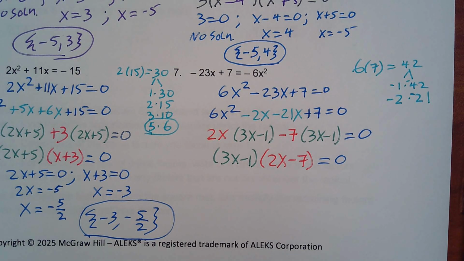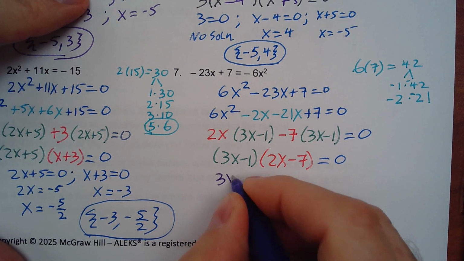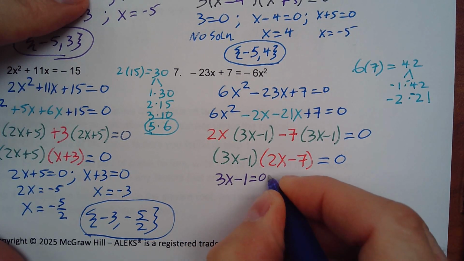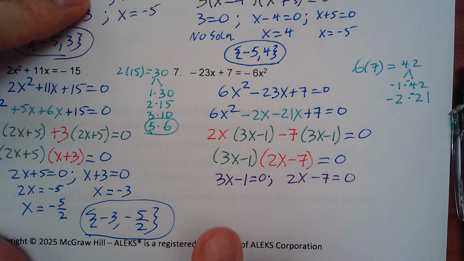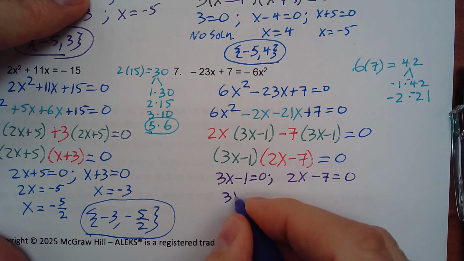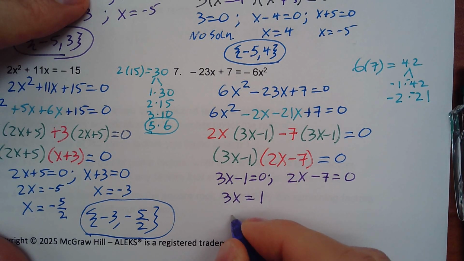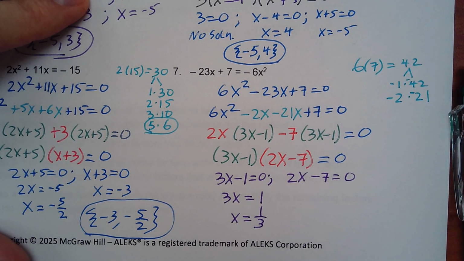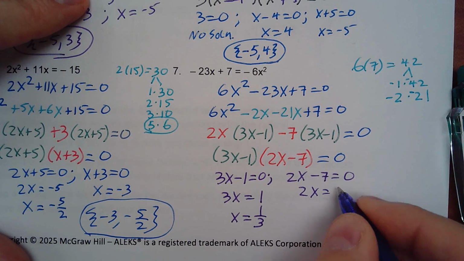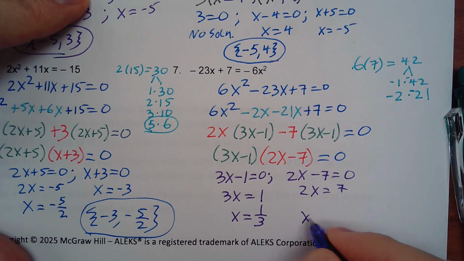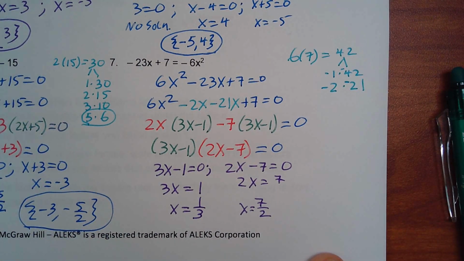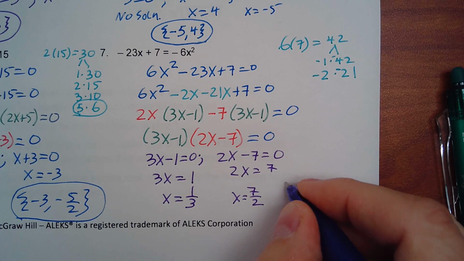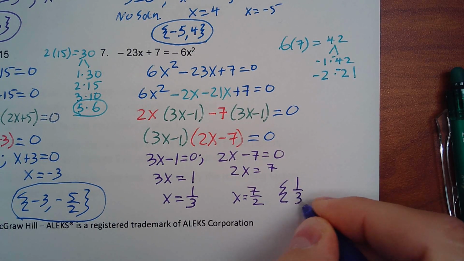And now we're doing the same song and dance as before. We're going to set each of these factors equal to 0 and solve. So here I'd add 1 to both sides and then divide by 3. On that second one, I need to add 7 to both sides and then divide by 2. I'm going to go ahead and leave it in fractional form because usually that's what ALEKS will want. So our answers would be 1/3, 7 halves.